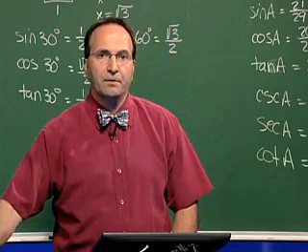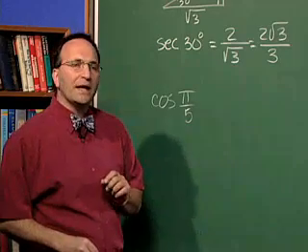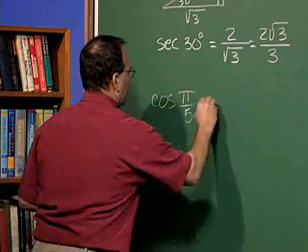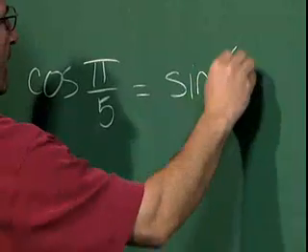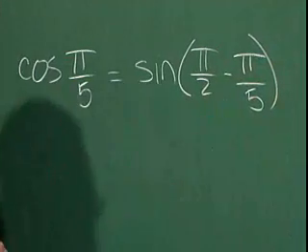So our example then is, write the expression cosine of pi over 5 in terms of its cofunction. So we have cosine of pi over 5. And what we know is cosine and sine are cofunctions. So this would be the sine of pi over 2 minus pi over 5.